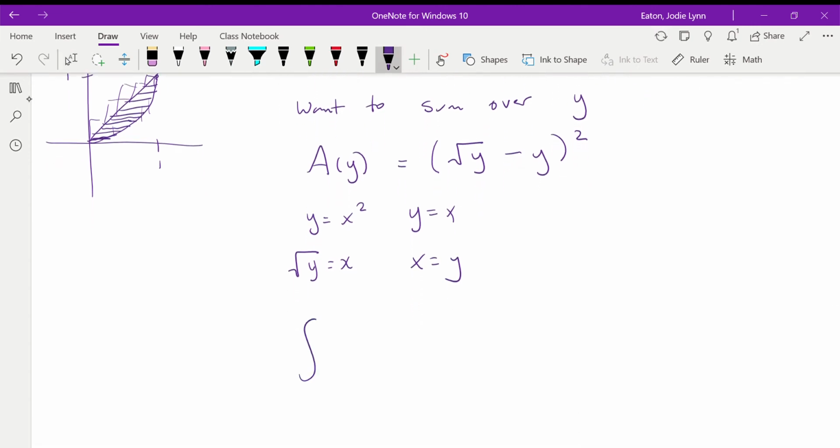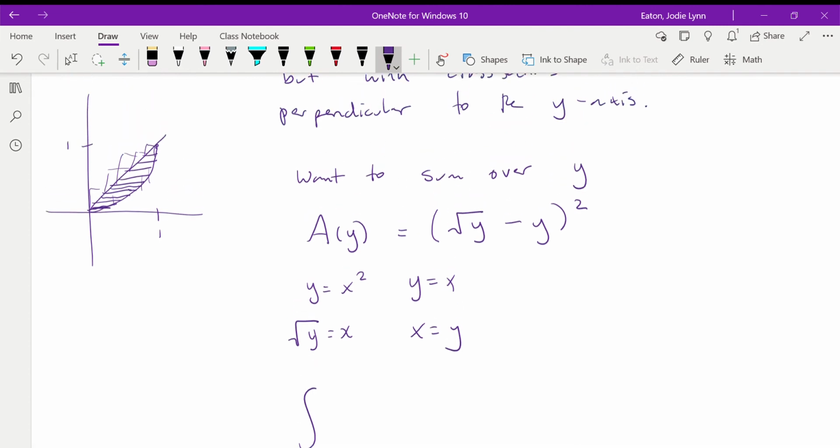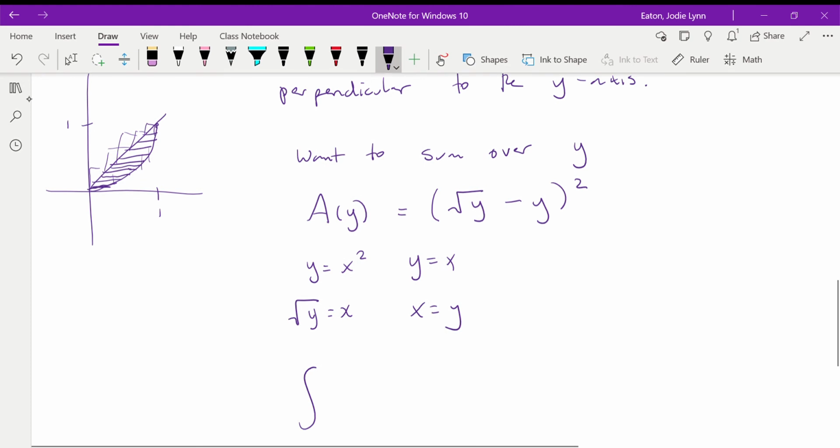So now we're going to be integrating. Notice that our bounds are going to be in terms of y. So we're still integrating from 0 to 1, but this is from y equals 0 to y equals 1.